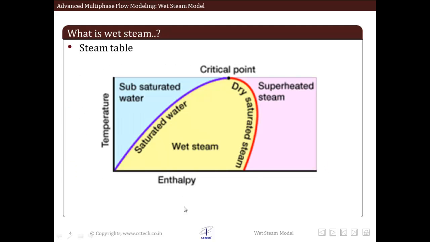Let us see this process on a temperature versus enthalpy diagram, which is usually found in steam tables. First, we have subsaturated water. As we go on increasing temperature, the enthalpy increases. We have saturated water and dry saturated steam, and here we have the superheated steam. So in between the subsaturated water and superheated steam, we have the wet steam.